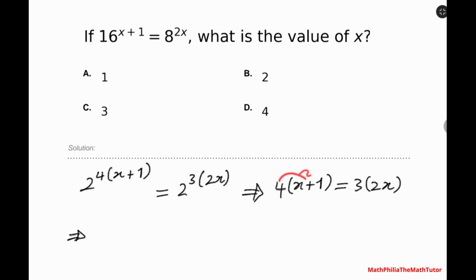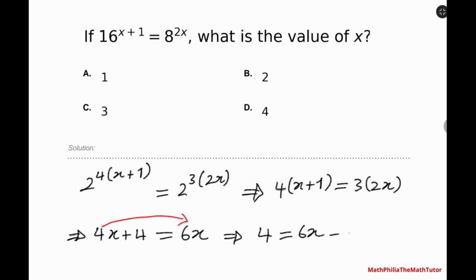And if you distribute this inside here, we get 4 multiplied by x is 4x. 4 multiplied by 1 is just 4, is equal to 3 multiplied by 2x, that is 6x. Now let's move 4x to the right hand side. This will give us 4, because only 4 remains here, and then the positive 4x will change to negative 4x at the right hand side, so we have 6x there minus 4x.